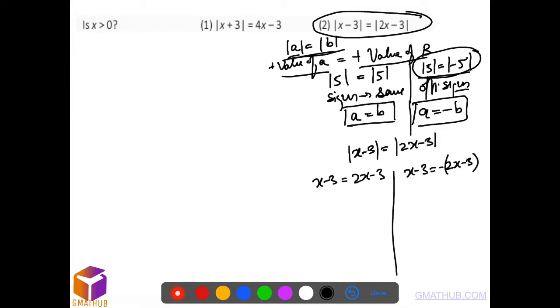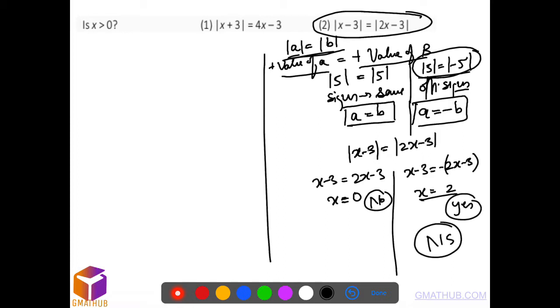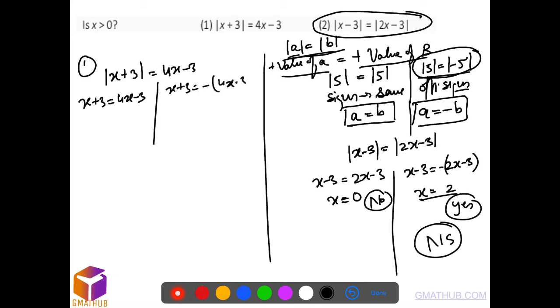This is another case. Okay, so from here we'll get x is equal to 0. That's a no case. From here we'll get x is equal to 2. That's a yes case. So not sufficient. First statement, mod of x plus 3 is equal to 4x minus 3. Again, take two cases. So x plus 3 is equal to 4x minus 3. x plus 3 is equal to minus of 4x minus 3. So here again you get x is equal to 2. That's a yes case. From here you get x is equal to 0.